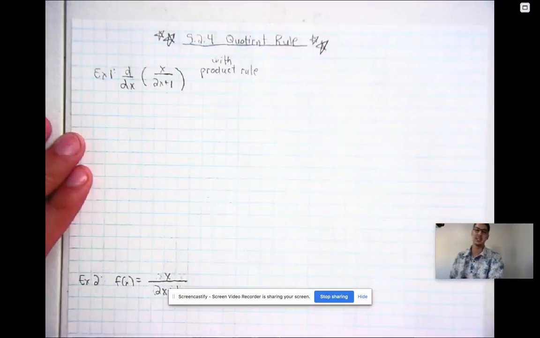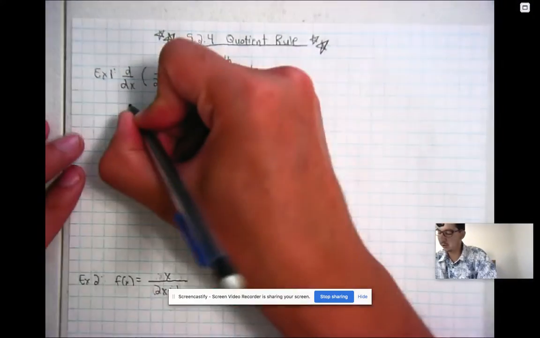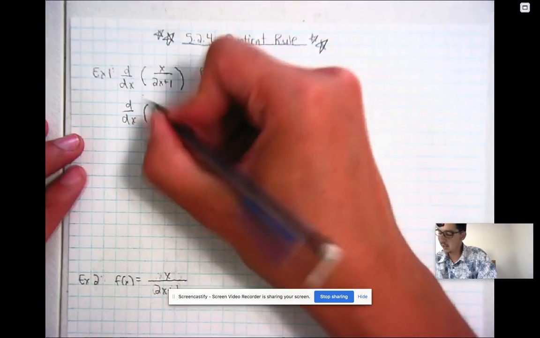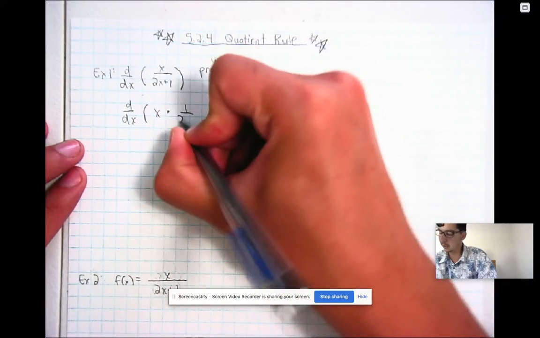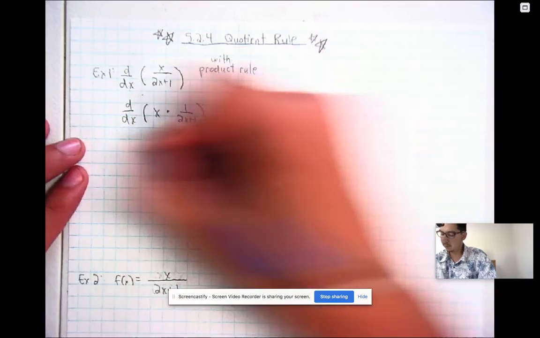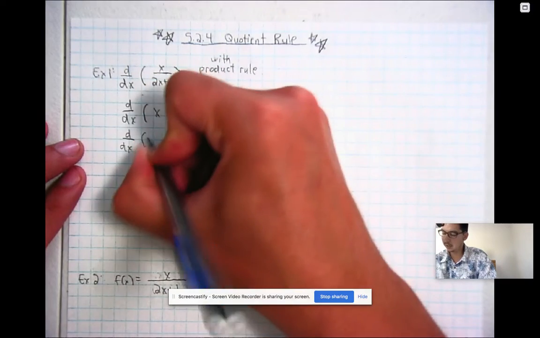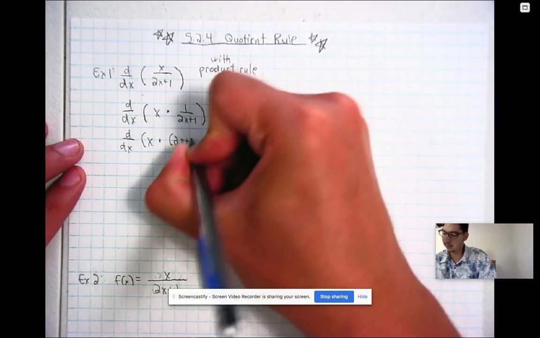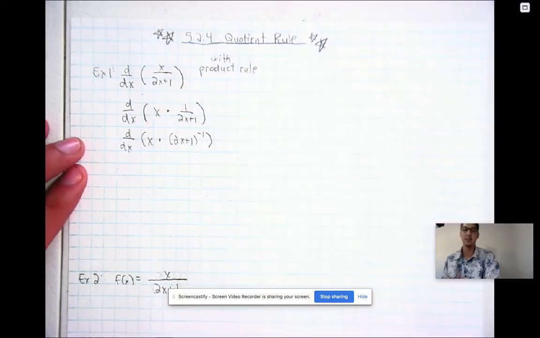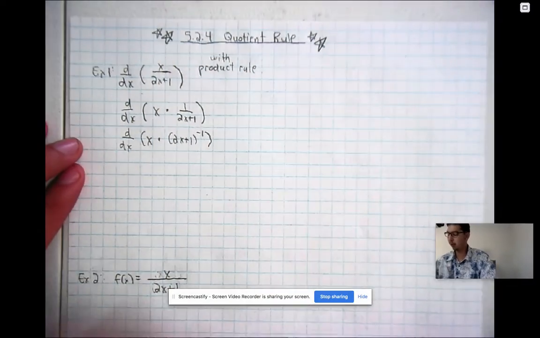Well, we can write this as two functions being multiplied to each other. So we can rewrite this as x times 1 over 2x plus 1, or we could even write that as x times (2x plus 1) to the negative 1. And that'll be nice. Right? So using the product rule, here we go.